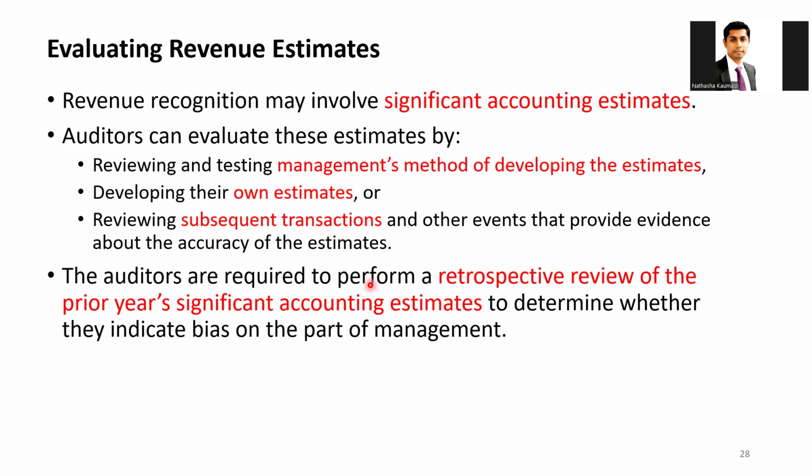So auditors are required to perform retrospective review of prior year's significant accounting estimates. That means retrospective means what? You are calculating the estimate, or you are trying to check the accuracy of the estimate, and you go and check whether that has an effect on the previous period as well. If there are issues, you go and change previous year numbers, and then you are changing the current year numbers as well. So retrospective adjustments can be there.